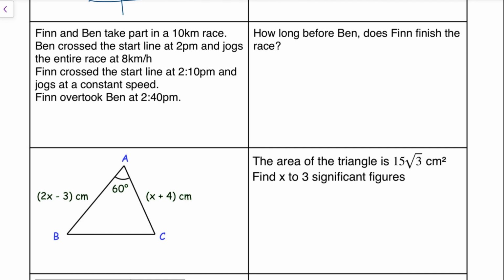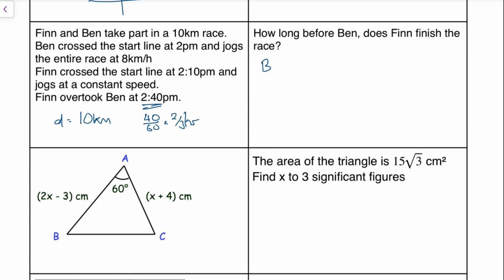So Finn and Ben take part in a 10-kilometer race. So the distance is 10 kilometers. Ben crossed the start line at 2 p.m. and jogs the entire race at 8 kilometers per hour. Well, I don't really care about the entire race, but I do care that they meet at 2:40. And 40 is 40/60ths, which is 2/3 of an hour.